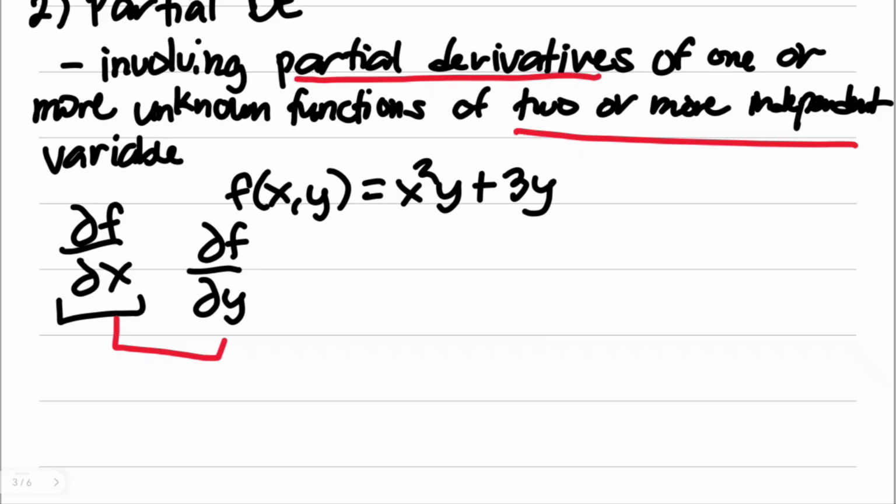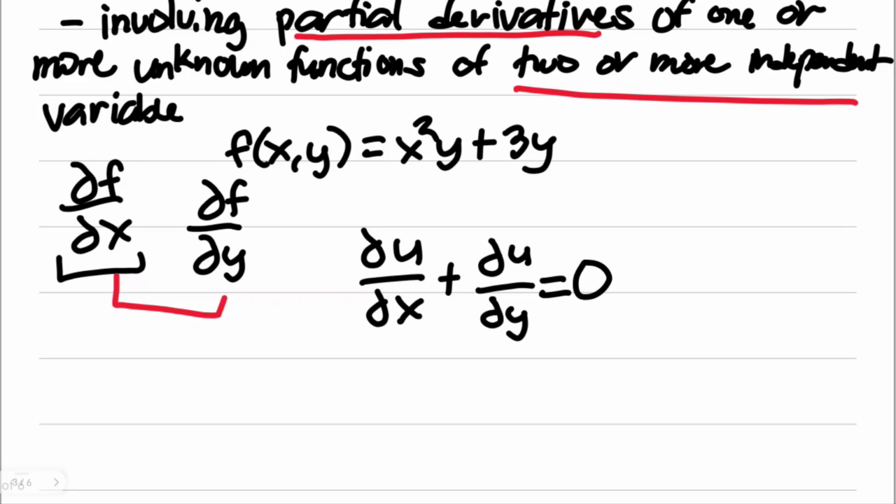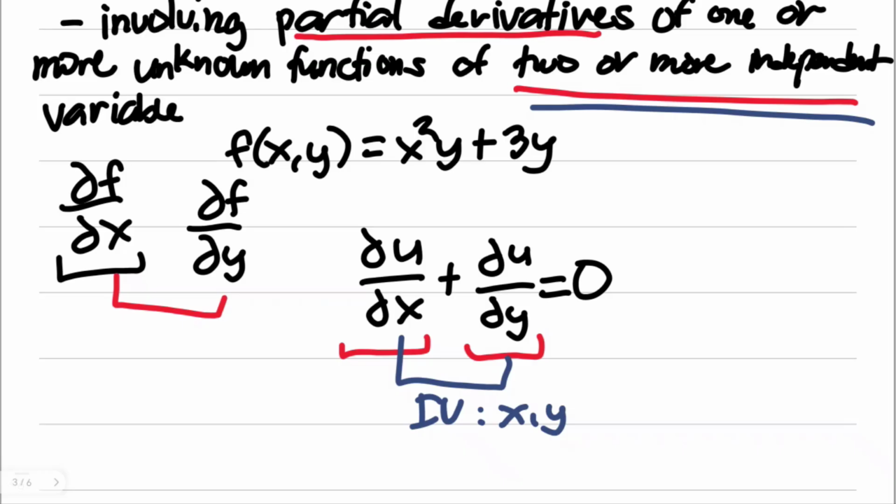Let us have a more formal example of this. Say, for example, we have this form: the partial derivative of u with respect to x plus the partial derivative of u with respect to y is equal to 0. Obviously, it contains partial derivatives, and at the same time, it includes different independent variables, x and y. So it fits two or more independent variables.